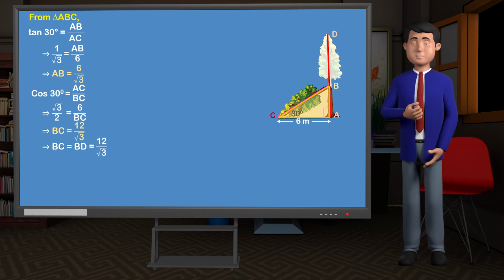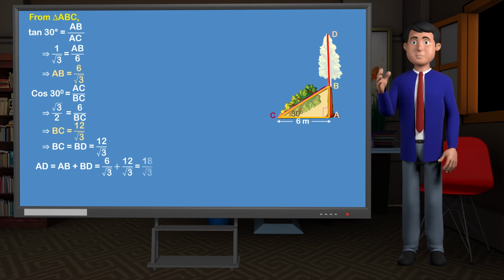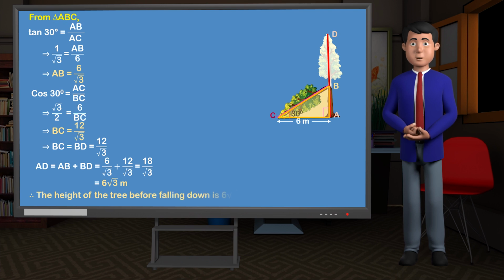Here, BD is nothing but the height of the broken part. So, the total height of the tree is nothing but the sum of the broken part and the unbroken part's height, which implies AD is equal to AB plus BD, that is equal to 6 by root 3 plus 12 by root 3, which is equal to 18 by root 3, that is equal to 6 root 3 meters. Therefore, the height of the tree before falling down is 6 root 3 meters.